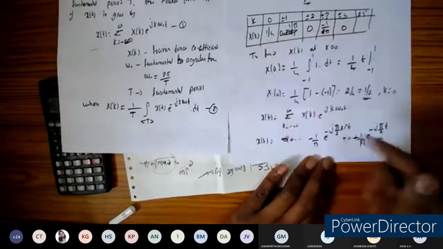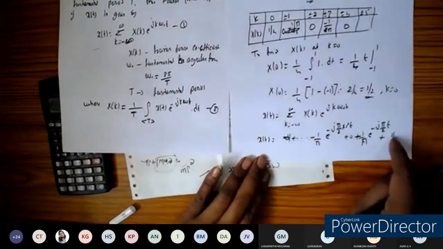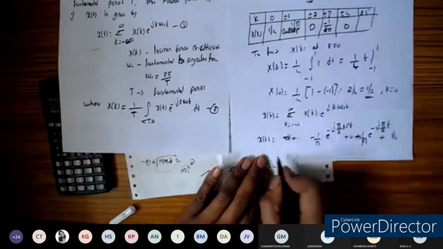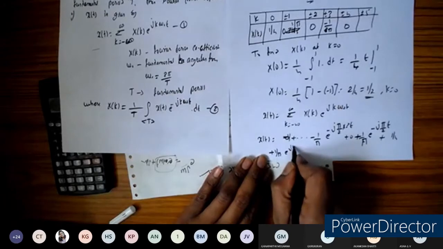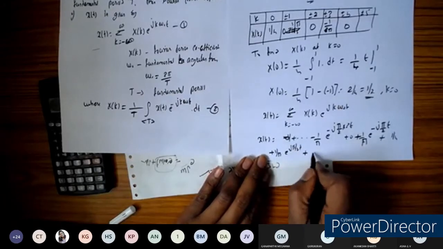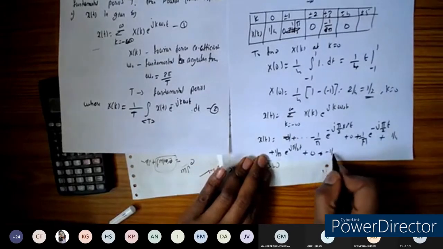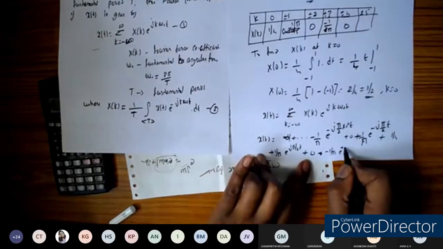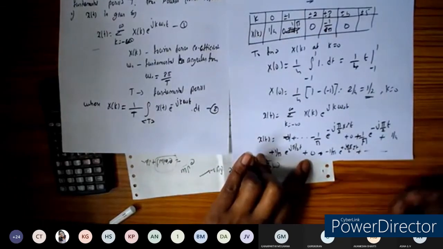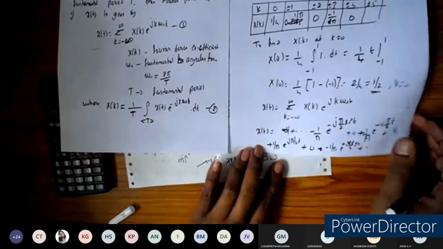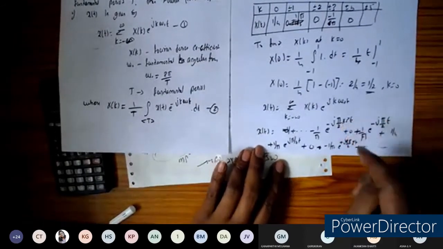Next, for k is equal to 0, it is 1 by 4. 1 by 4 into e to the power of 0, which is 1 by 4 only. For k is equal to plus 1, again it is 1 by pi into e to the power of j pi by 2 into t. For k is equal to 2, it is 0. For k is equal to 3, it will be minus 1 by pi into e to the power of j pi by 2 into 3t, and so on.